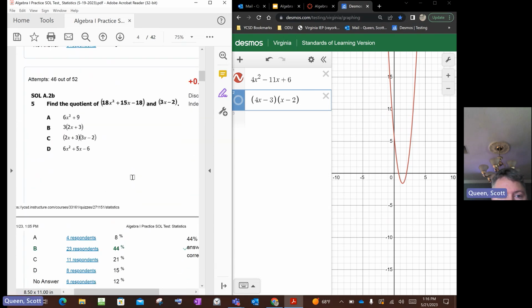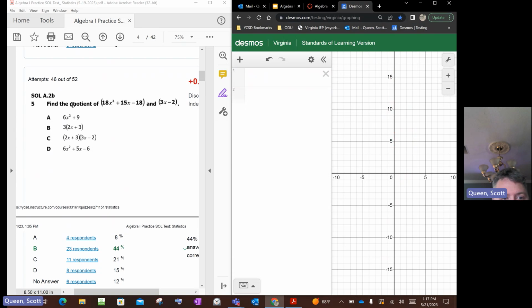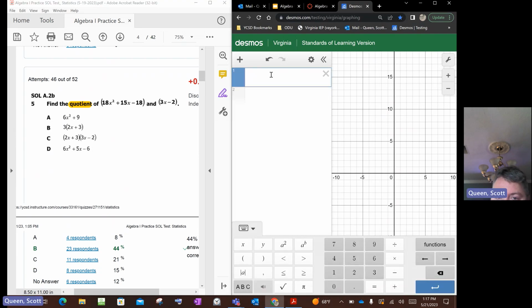Okay, looking at number 5. I can graph this, but there's one little problem. We got people that miss this thing. You need to know what this word means. Quotient. Quotient is related to the operation of division. So throw that division sign up there and then start graphing 18x squared plus 15x minus 18. All right. Now throw everything on the bottom. And what I have on the bottom is that second part, 3x minus 2.